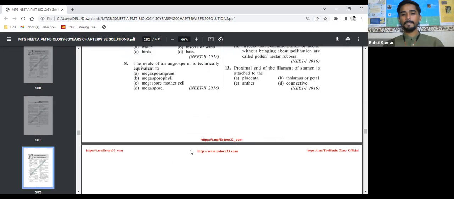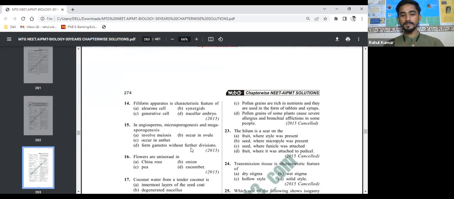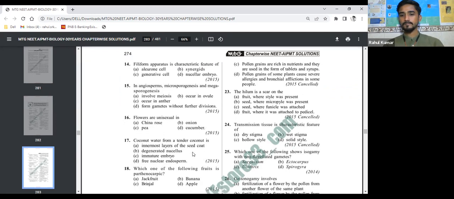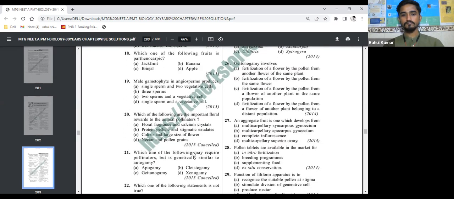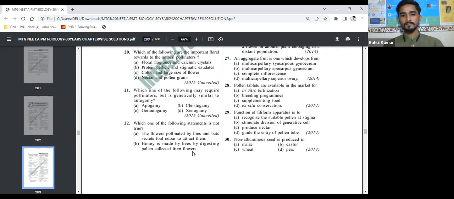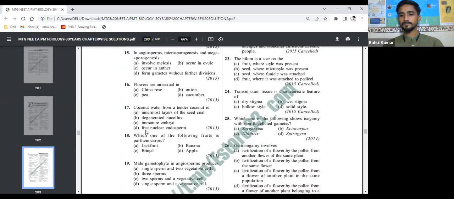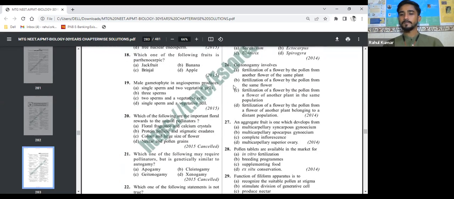So there are some more questions that I want to discuss. I'm discussing with you the interesting or difficult ones, slightly confusing ones. So let's come to the next. 26 is easy for you. Geitonogamy. What is geitonogamy? Asked in 2014.